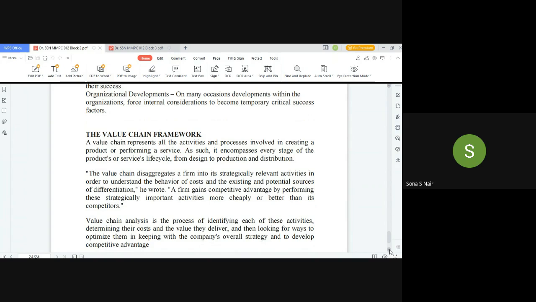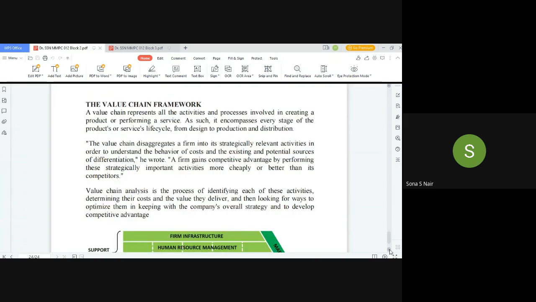So value chain analysis is the process of identifying each of the activities of the value chain framework, determining their costs and the value that they deliver, and then looking for ways to optimize them in keeping with the company's overall strategy, to develop competitive advantage and to deliver a better product to the consumer, right?